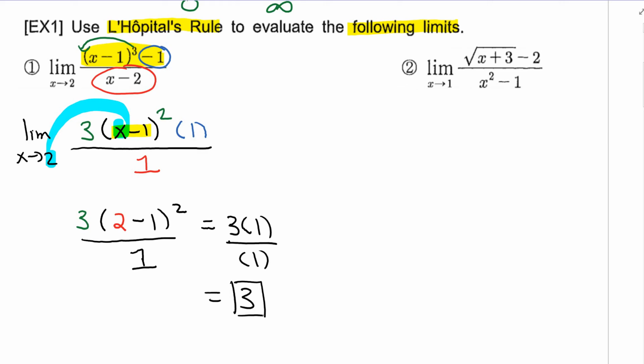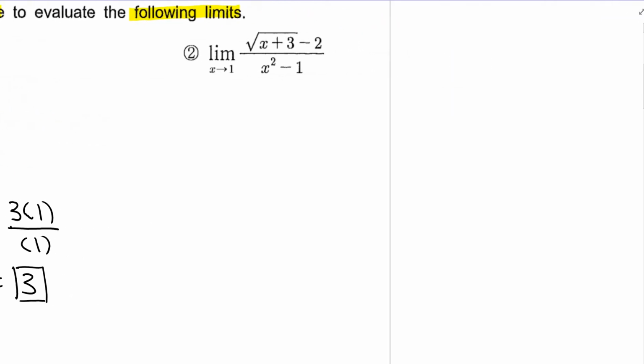So L'Hopital's rule is a very quick way to evaluate limits if you get 0 over 0 or infinity over infinity when you do a direct substitution at the start. And then you just keep on taking the derivative and do a direct substitution step, and that should give you your final answer. Okay, let's take a look at question number 2 here.